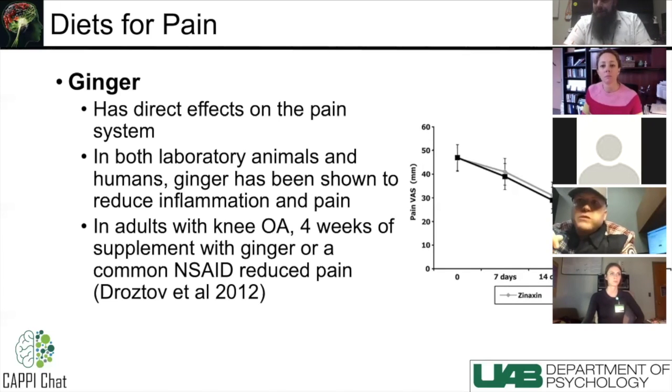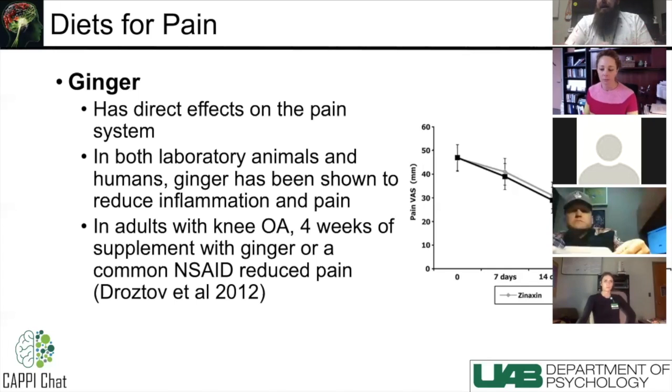Voltaren or Cambria, or I think are the common names. But what you're seeing here is the pain visual analog score. So on a line between 0 and 10, how much pain are you experiencing? And of course, a decrease means that there's less pain.